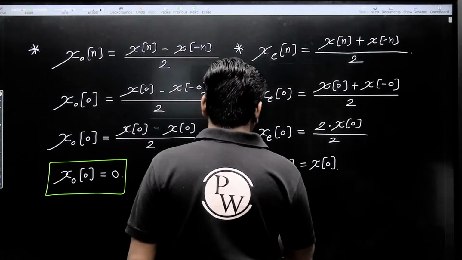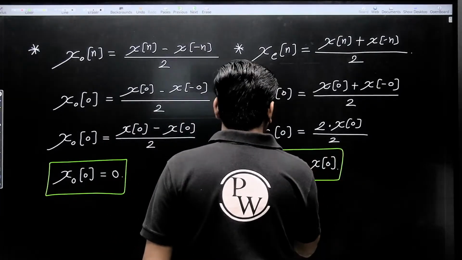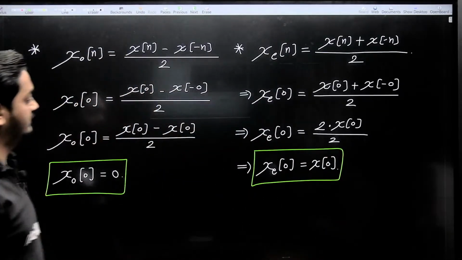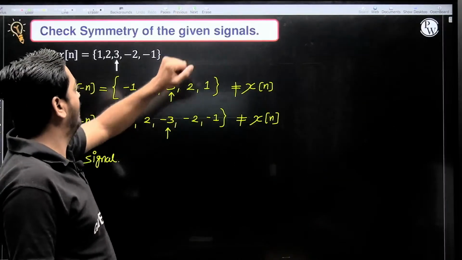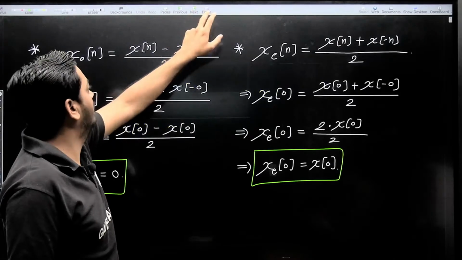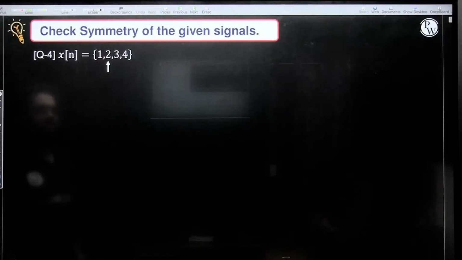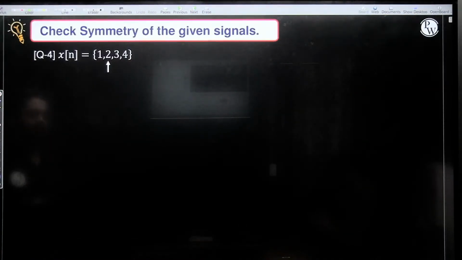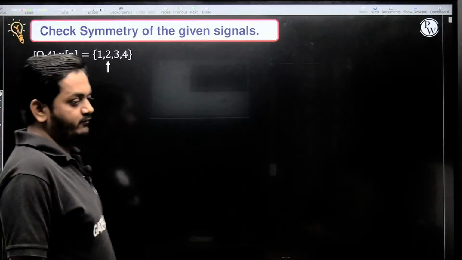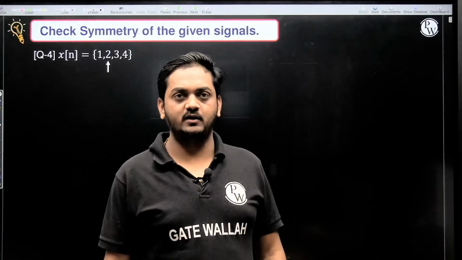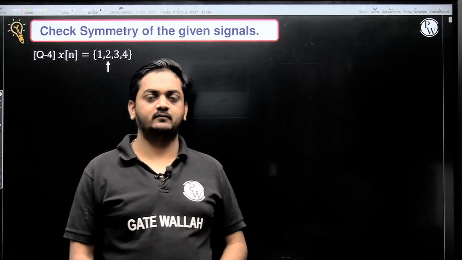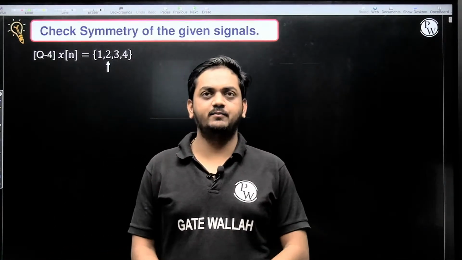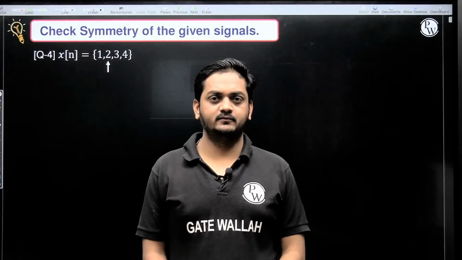They can ask in multiple select question also. Done? Okay. I hope all of you are getting. Let us take one more question. Try this question. Check the symmetry of the given signal and find its even part and odd part. If it is nano, then find its even part and odd part.